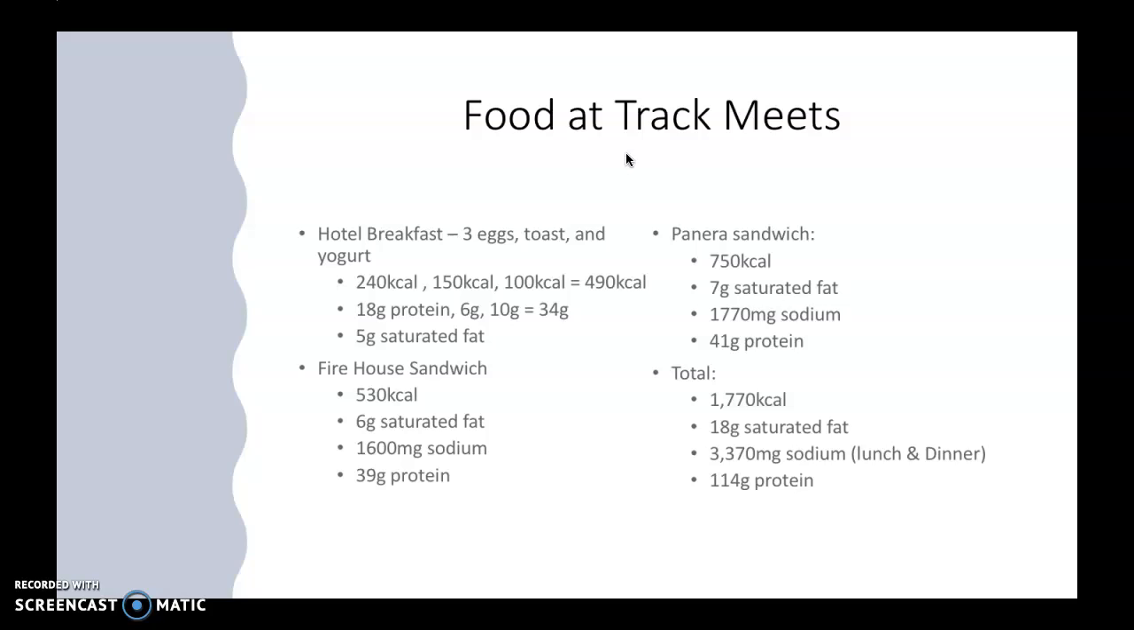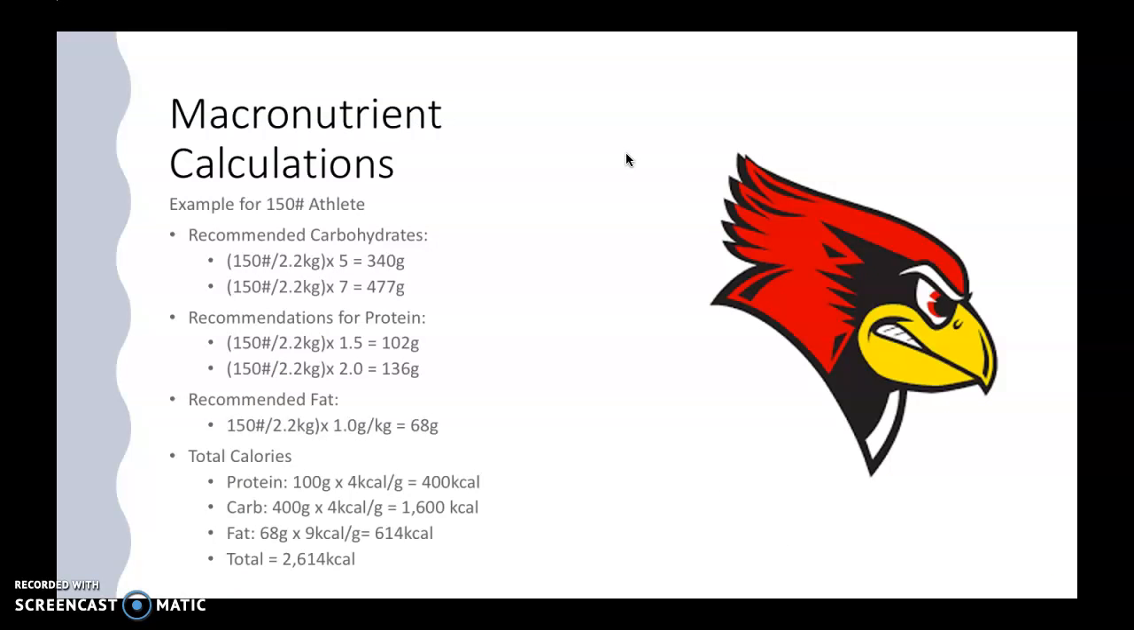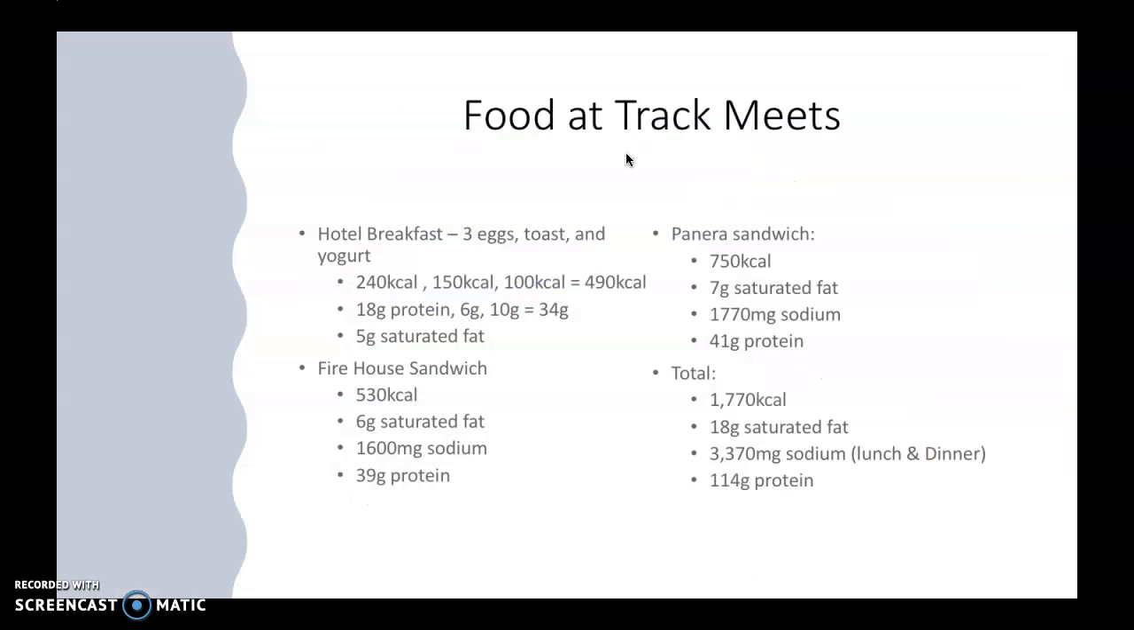And you can see the calories add up in fat and sodium and protein. And then the last one I did was a Panera sandwich, and this one was a turkey sandwich I chose to do. And ultimately you see the add up is 1,770 calories, which from this calculation for a 150-pound athlete is almost 1,000 calories under. It's right at about 900 calories under what they should be having.